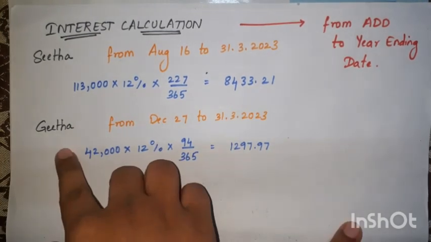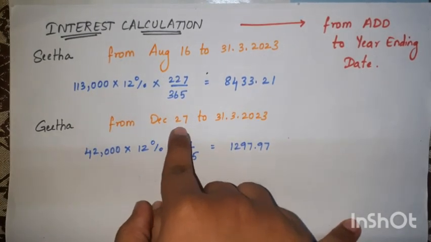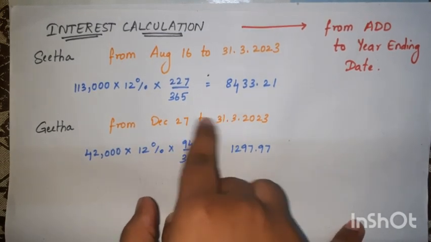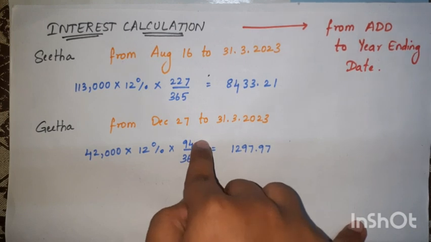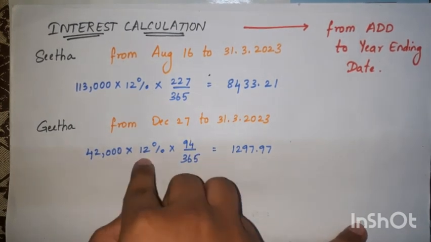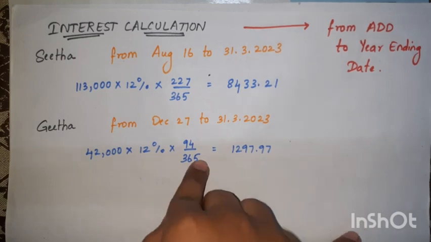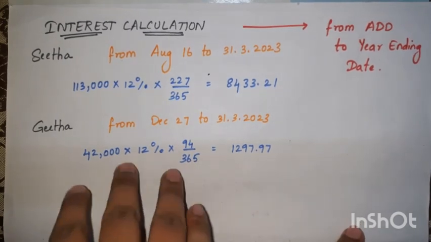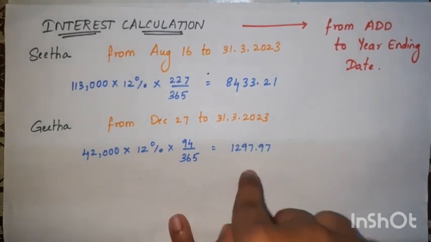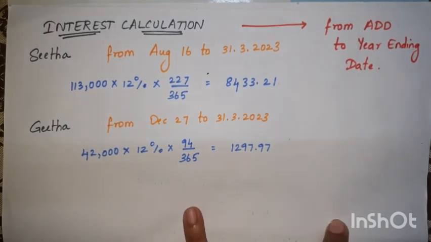And for the next partner, the average due date is December 27. From December 27 till 31st March, we have to find out the number of days. On finding the number of days, we get 94. In the same way, we have to multiply the total amount, the rate of interest and the number of days for which the amount was borrowed. By multiplying these, you get the amount 1297 as interest. You can round this off to 1298.